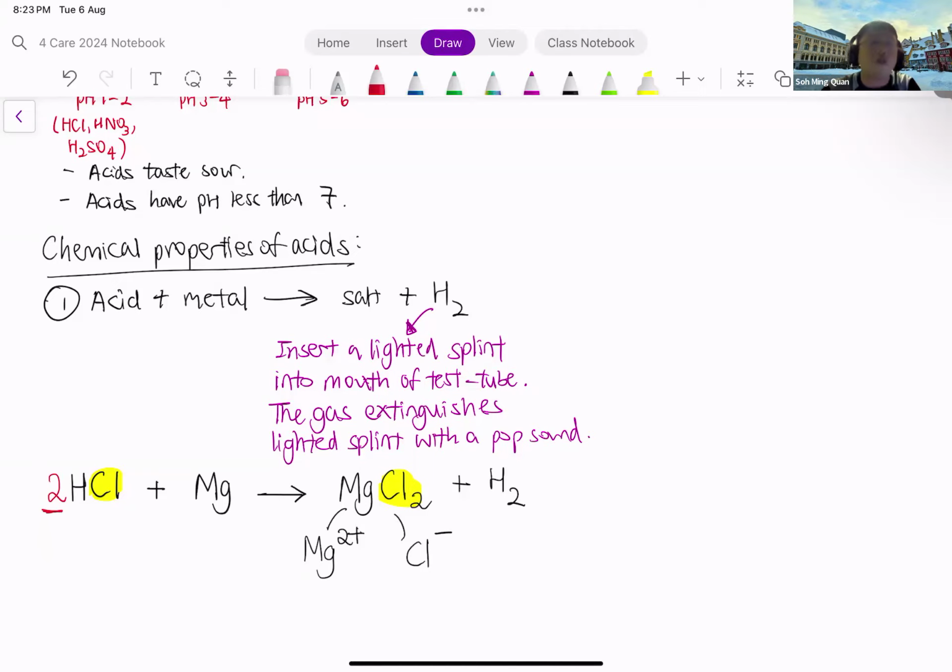Okay, so if you follow my steps, my first step is actually writing the correct formula. I ensure that I balance out the positive and the negative ions charge, write the correct formula, then I start balancing and counting the number of atoms. Okay?